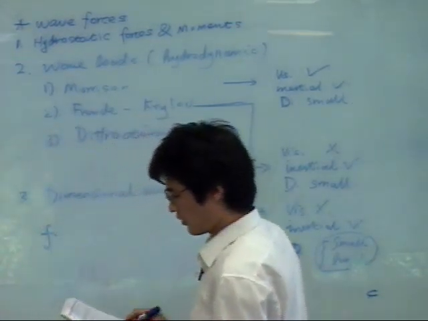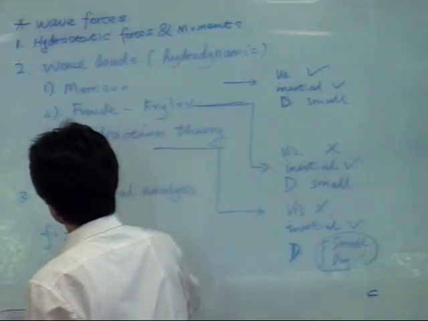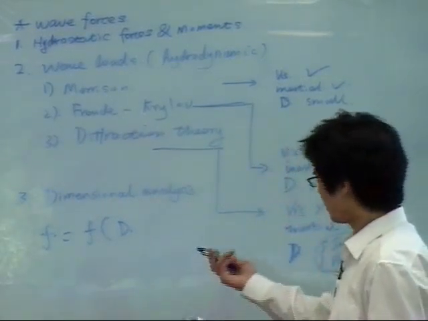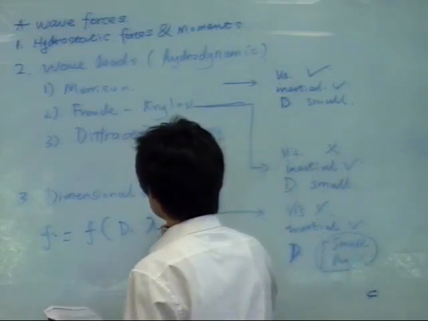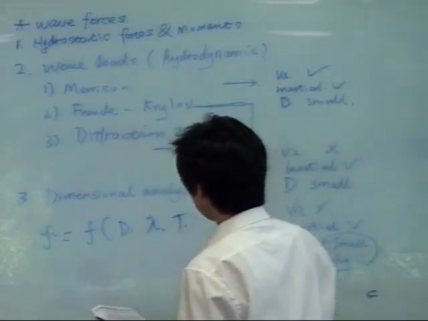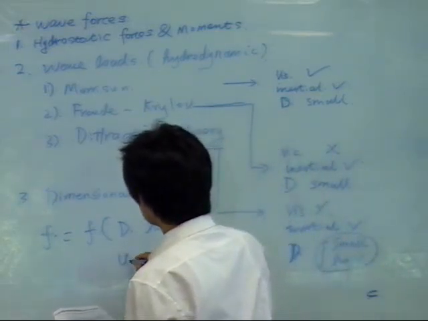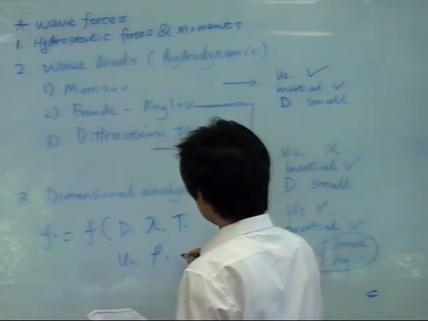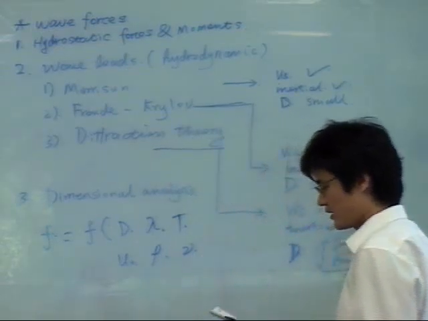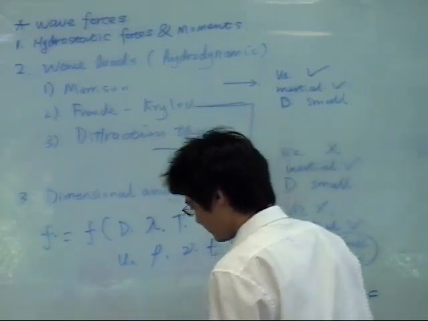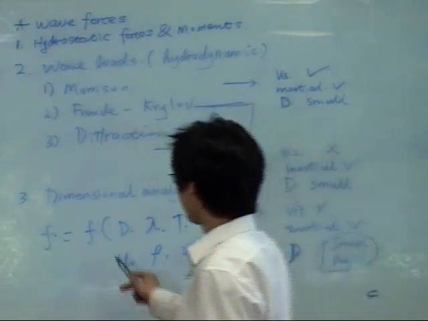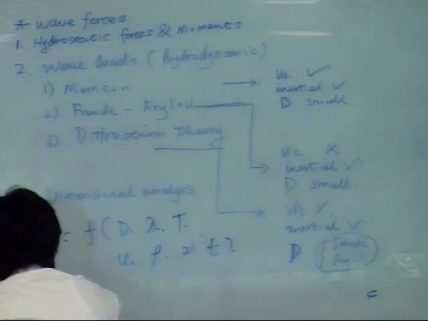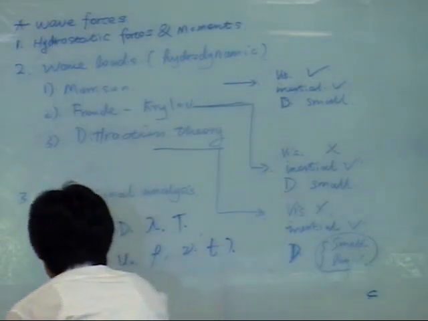Assume the force on a structure is a function of the characteristic scale of the structure D, wavelength lambda, wave period T, characteristic velocity U, and rho, density, nu, the kinematic viscosity, and a time scale, right? And if you follow the dimensional analysis, you can easily end up with this thing.